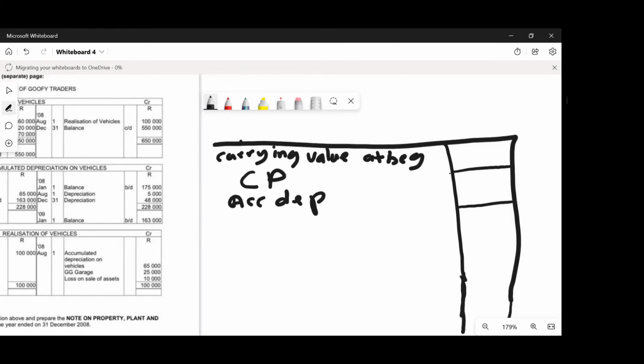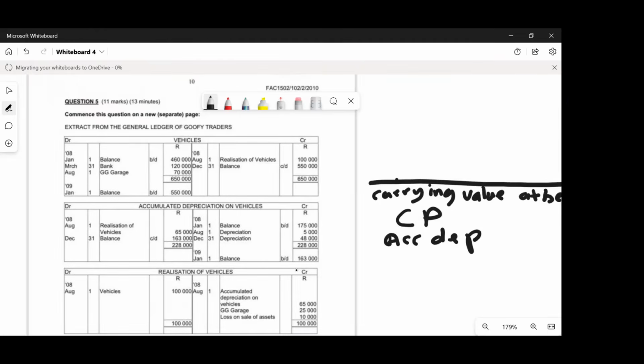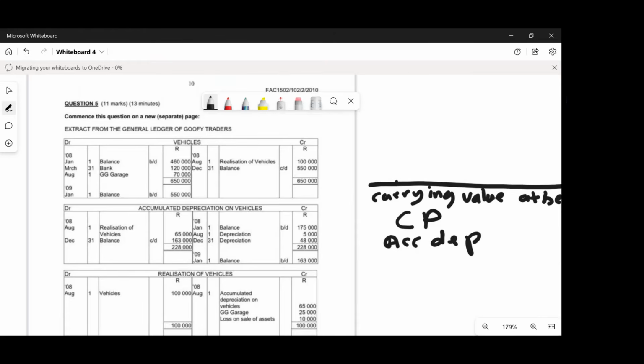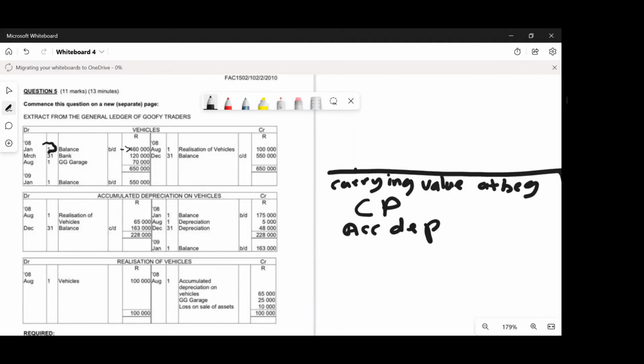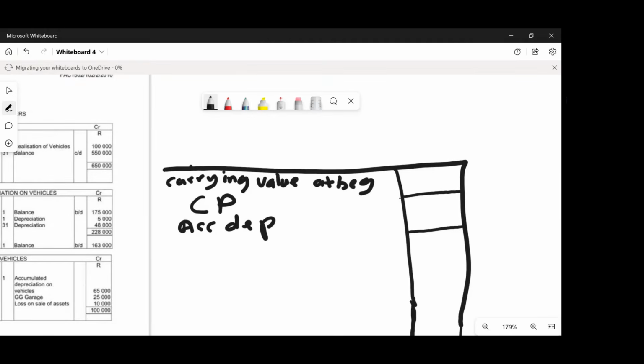Okay, so looking at our question paper, the beginning of the year is 1 January, which is here, where you have the balance on the first of 460,000. That's your cost price, because remember, on vehicles or whatever asset we have in the business, it's always recorded at cost price. So our balance at the beginning for cost price will be that 460,000 right here. That's the one that you put in your cost price, 460,000.